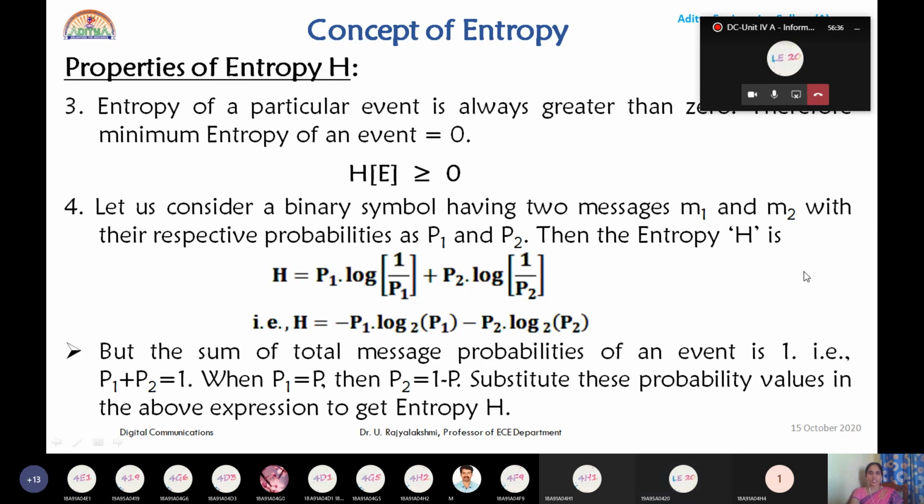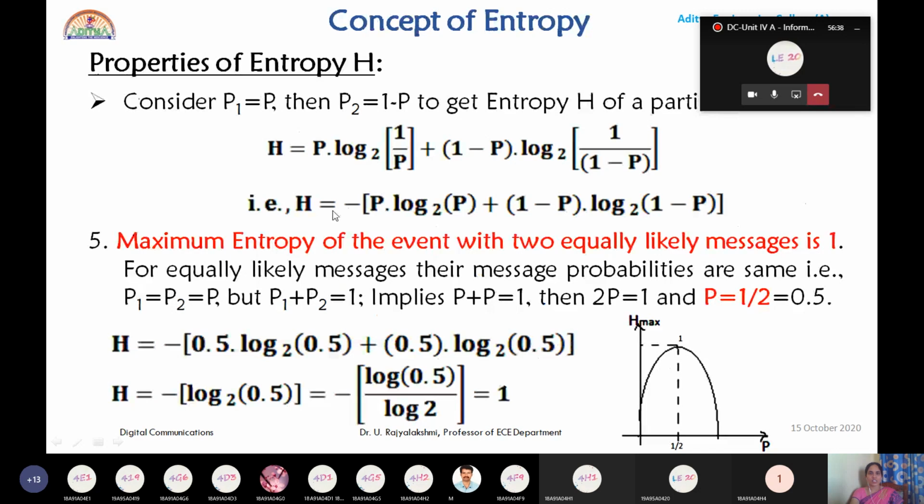So then what is the expression? H is equal to minus P log P to the base 2 plus 1 minus P log 1 minus P to the base 2, ma'am. So negative is common for both the terms. Please tell me the fifth property. Maximum entropy of an event with two equally likely messages is 1, ma'am.